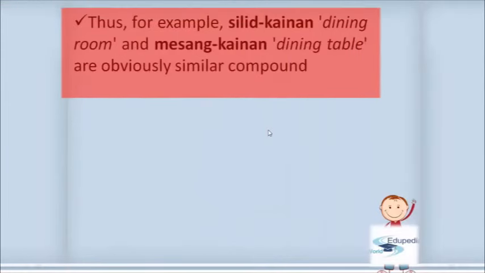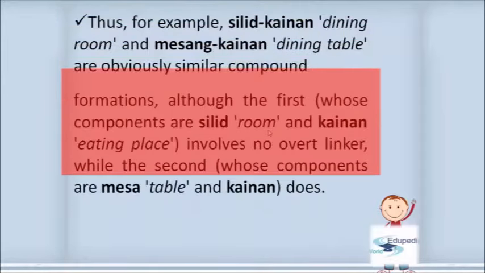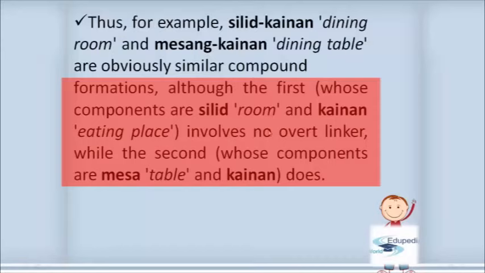Thus, for example, silid kainan, dining room, and mesang kainan, dining table, are obviously similar compound formations, although the first, whose components are silid, room, and kainan, eating place, involves no overt linker, while the second, whose components are mesa, table, and kainan, does.